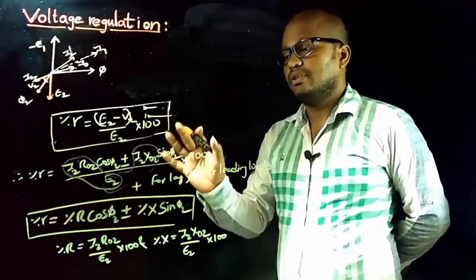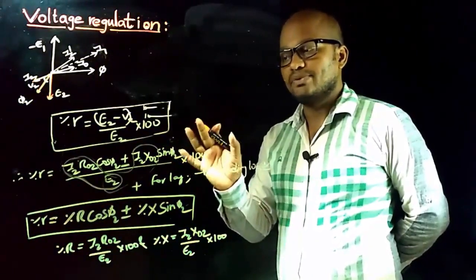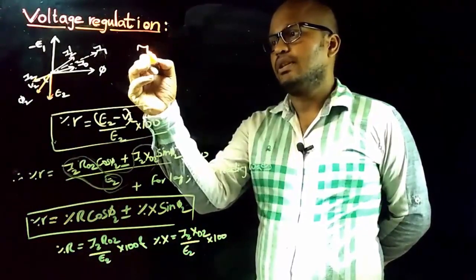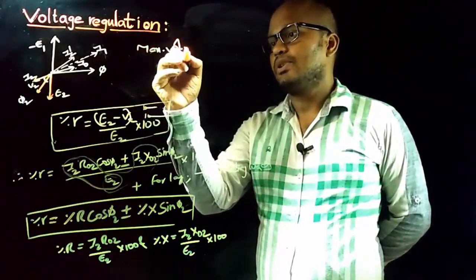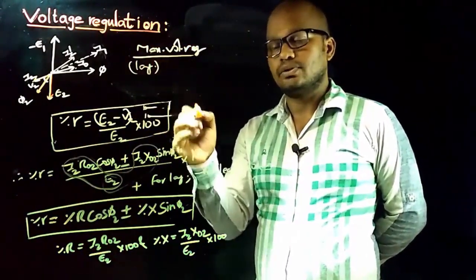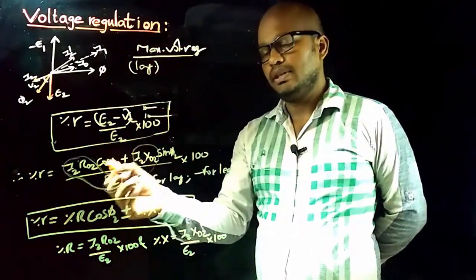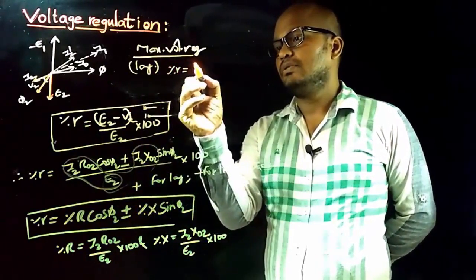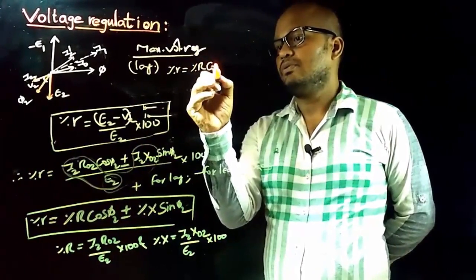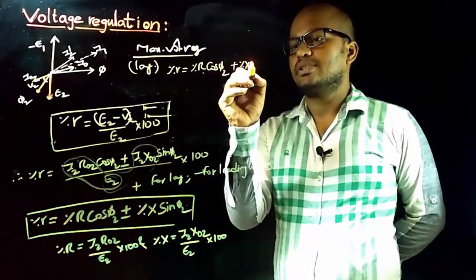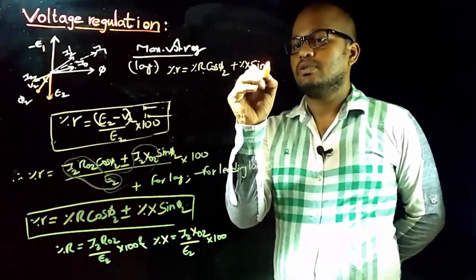And now let's find out the conditions for maximum voltage regulation and minimum voltage regulation. First, let's find out the condition for maximum voltage regulation. Maximum voltage regulation is obtained at lagging loads, so here consider the plus sign. So percentage regulation is equal to percentage R into cos phi 2 plus percentage reactance into sin phi 2.